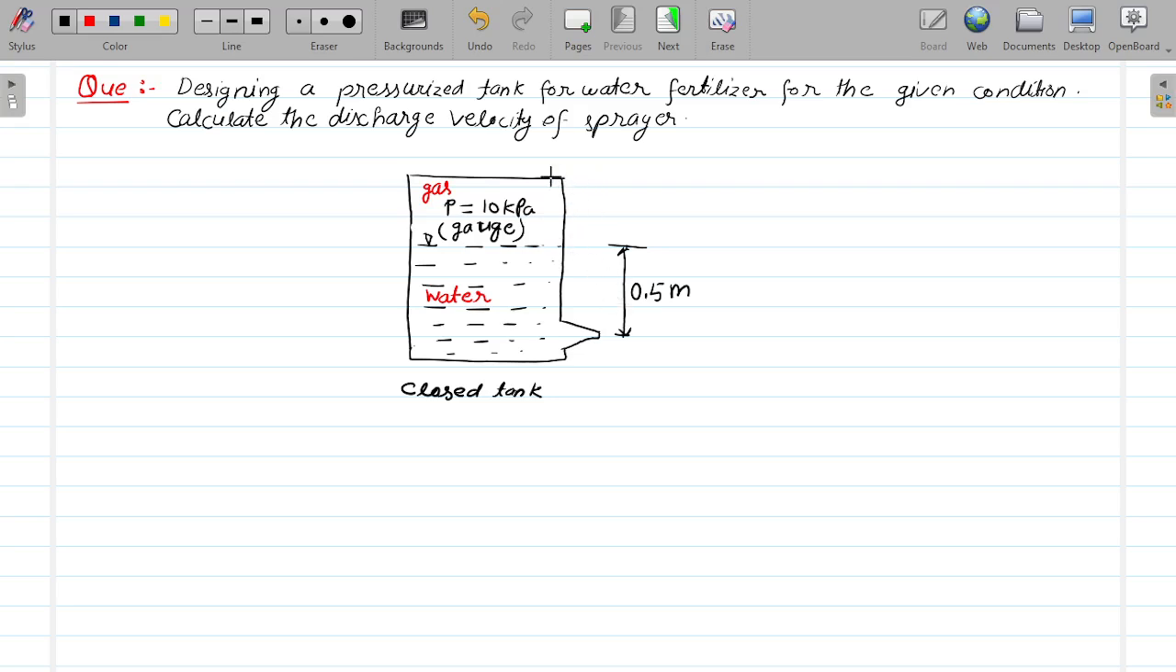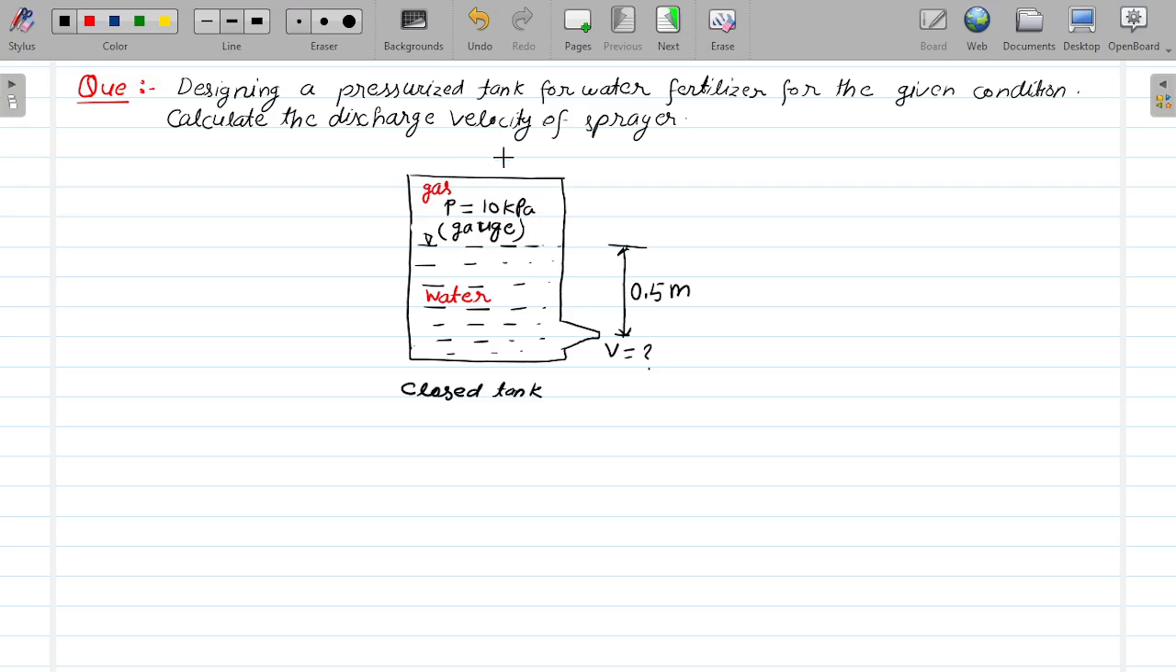Basically, there is a closed tank, and in this tank, the water as well as pressurized gas is filled. So we have to find the velocity at this point, that is the sprayer. So we have to find the velocity of this sprayer, that is v.